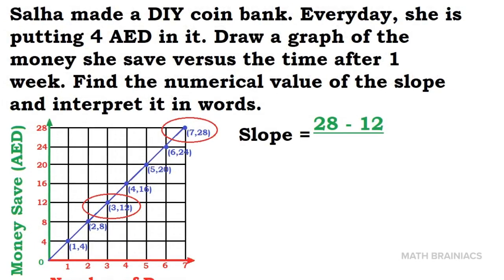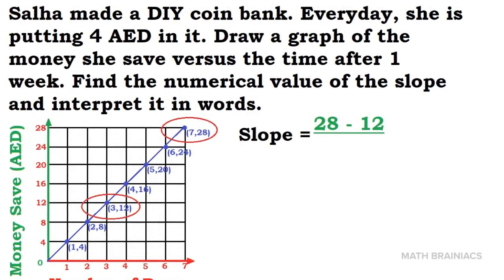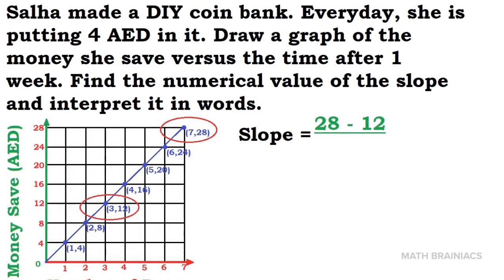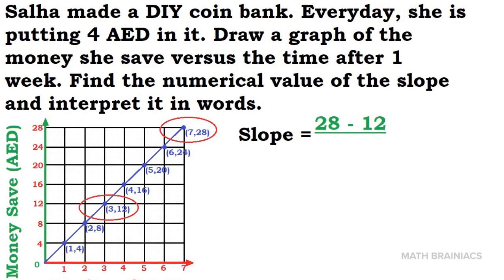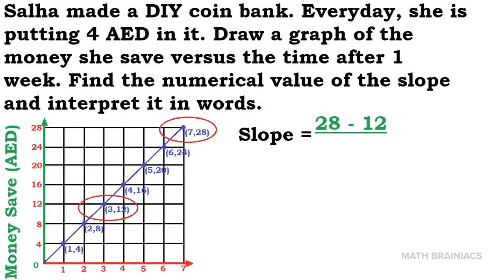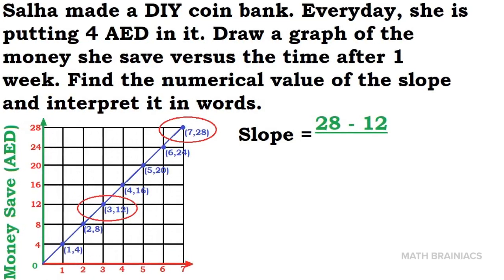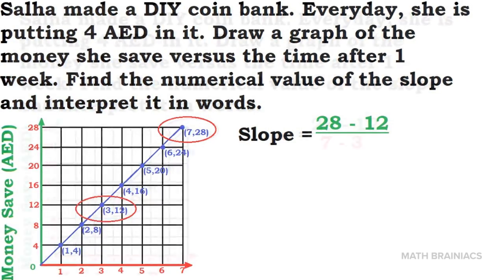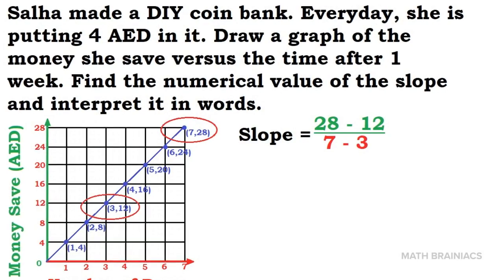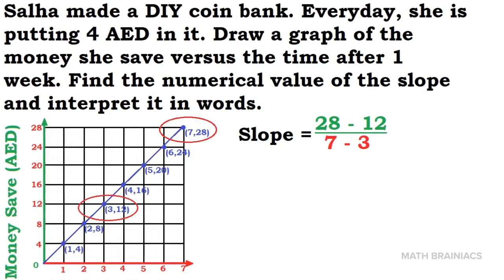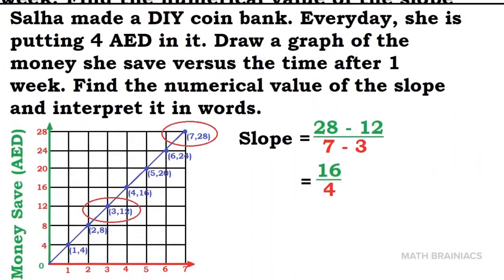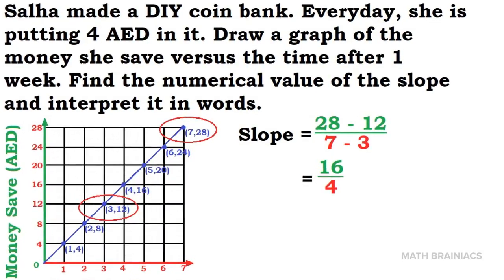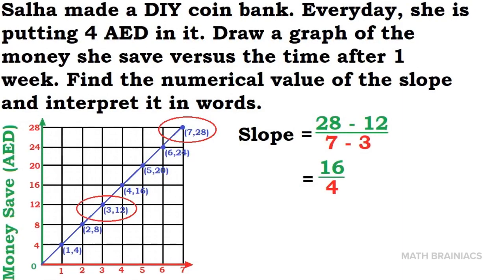Let us connect the dots on the coordinate plane and choose 2 points. I picked the 2 points which I encircled here: (7, 28) and (3, 12). So, the vertical rise is 28 minus 12. And the horizontal run, which is the x-coordinate, is 7 minus 3. Consequently, 28 minus 12 is 16 and 7 minus 3 is 4.